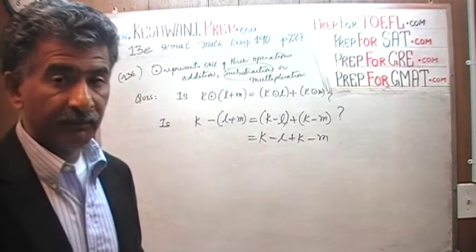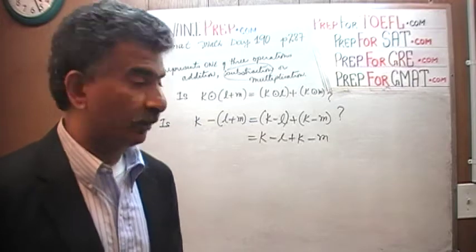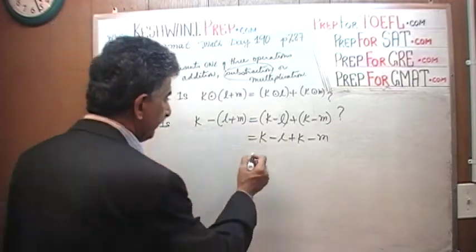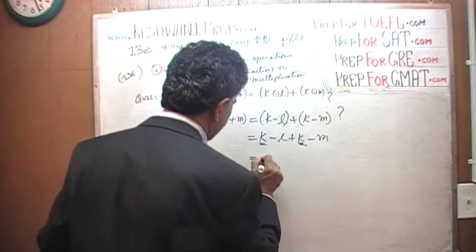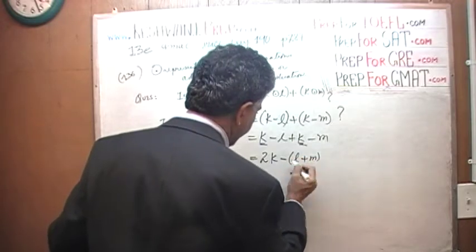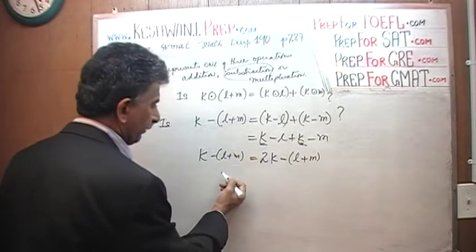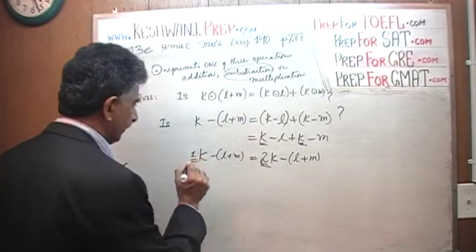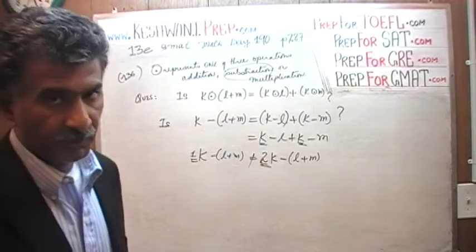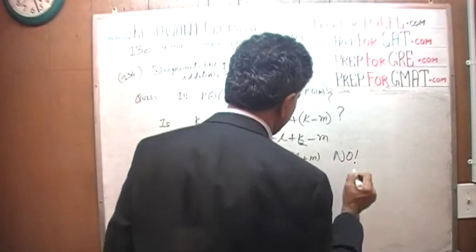Either way, we would have arrived at the same conclusion, but we would have arrived at the right conclusion for the wrong reason had we put here a negative sign. But anyway, what we end up with here is k and a k, so we end up with 2k minus L and an m, so negative L plus m, and here we have k minus L plus m. The problem here is, here we have 2k, here we only have 1k. This obviously is not equal, and therefore we have answered the question. The question was, is it true? To which the answer is, no, it's not true.